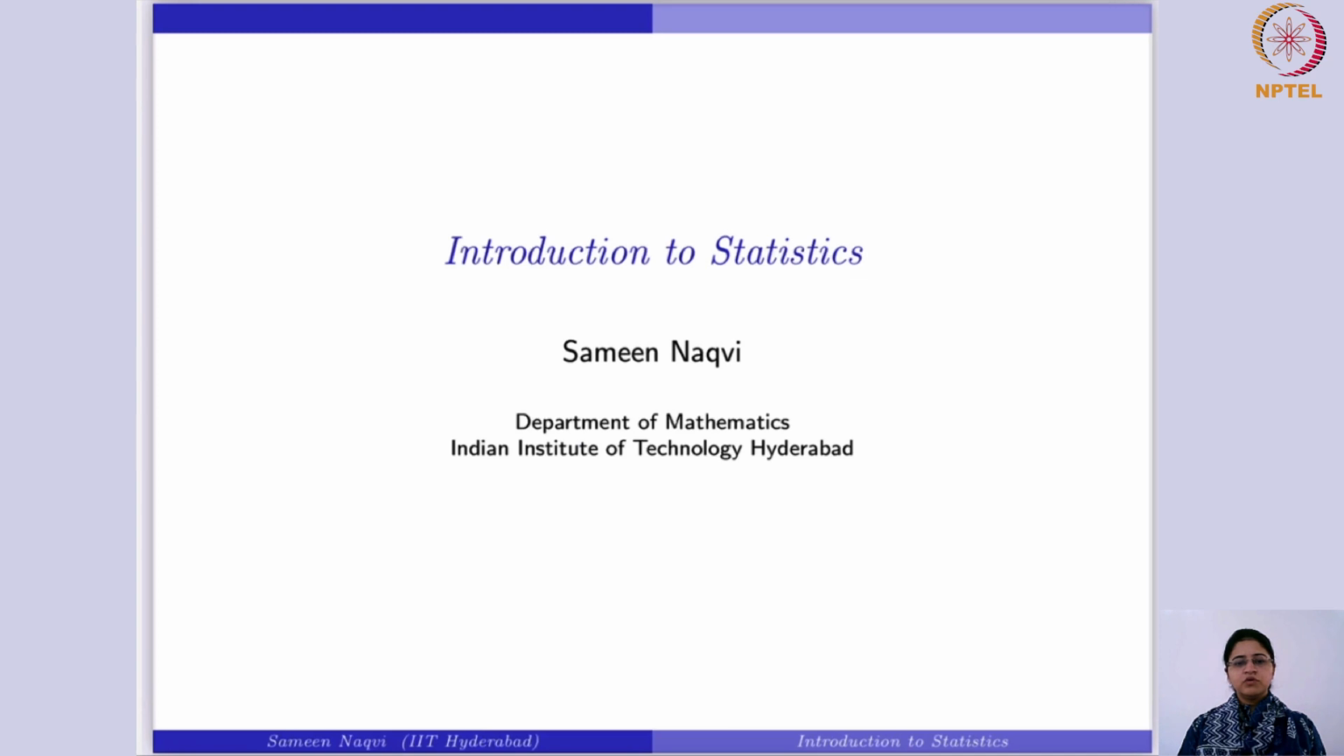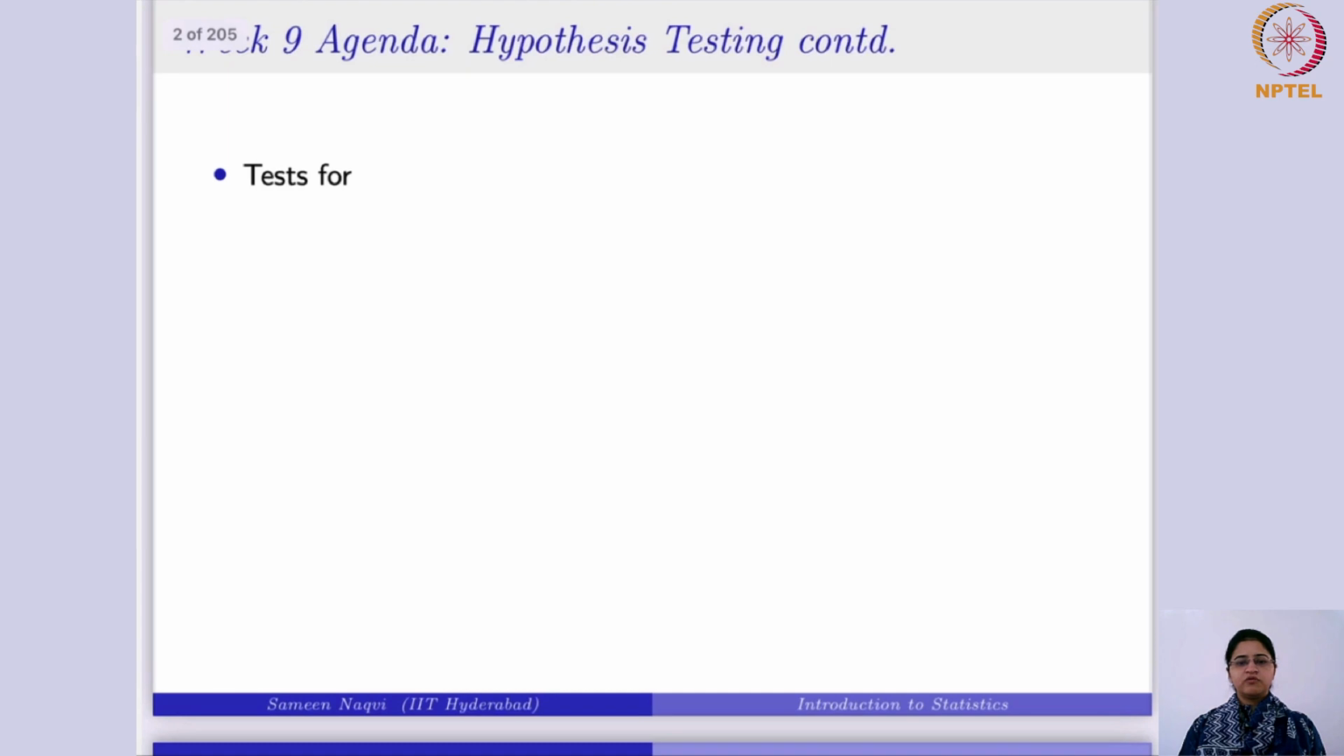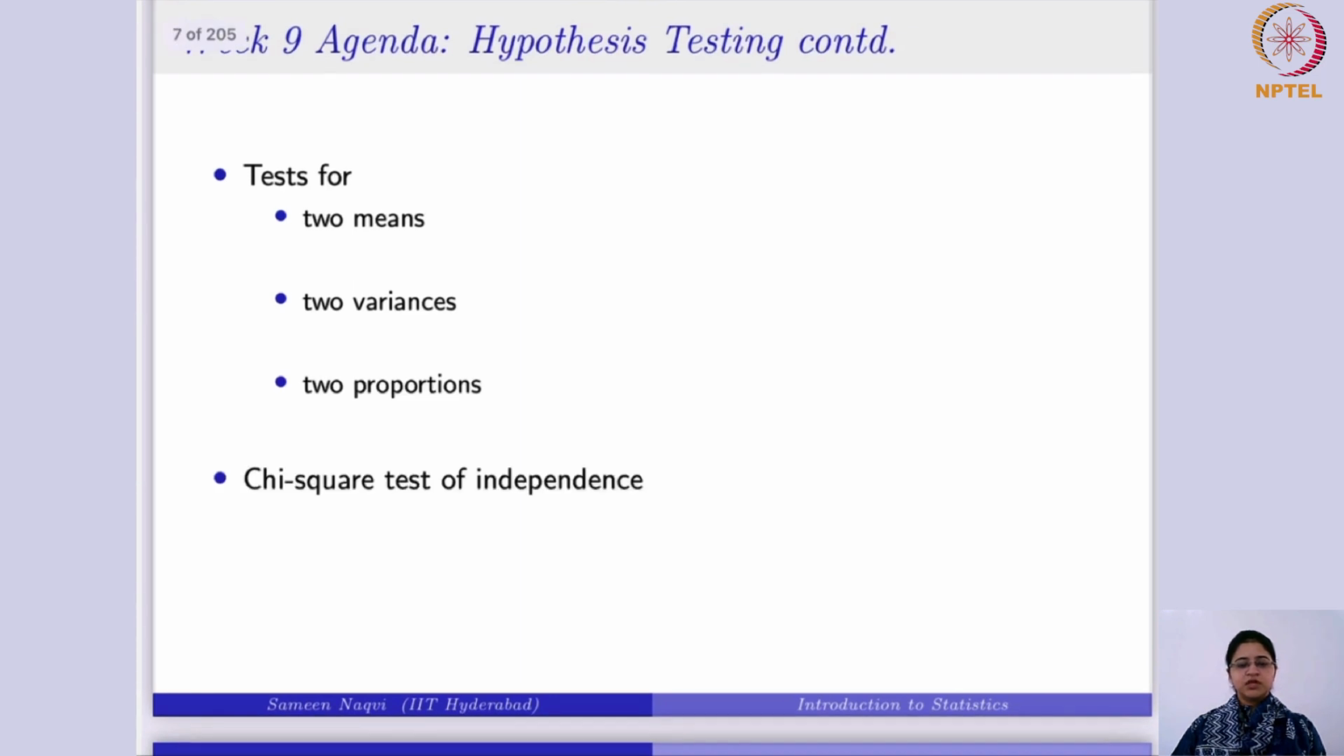Here also we are going to work with mean, variance and proportion only, but in this case we would be considering two populations from which two different samples would be taken, and under certain criteria we are going to test the claims. So in this week we are first going to learn about the test for two means, then we will learn about the two variances, two proportions, then in addition to this we are going to learn about the chi-square test of independence and chi-square goodness of fit test.